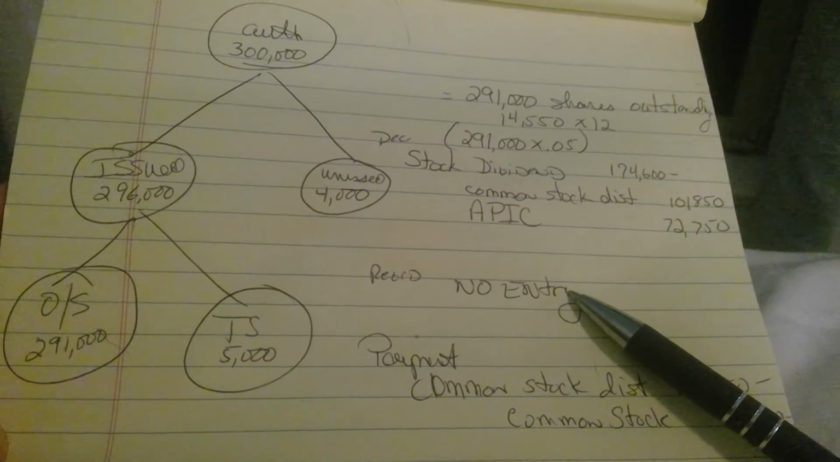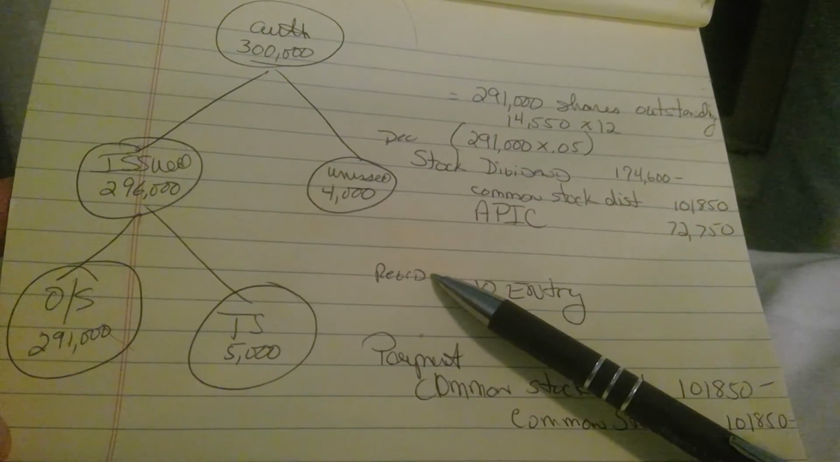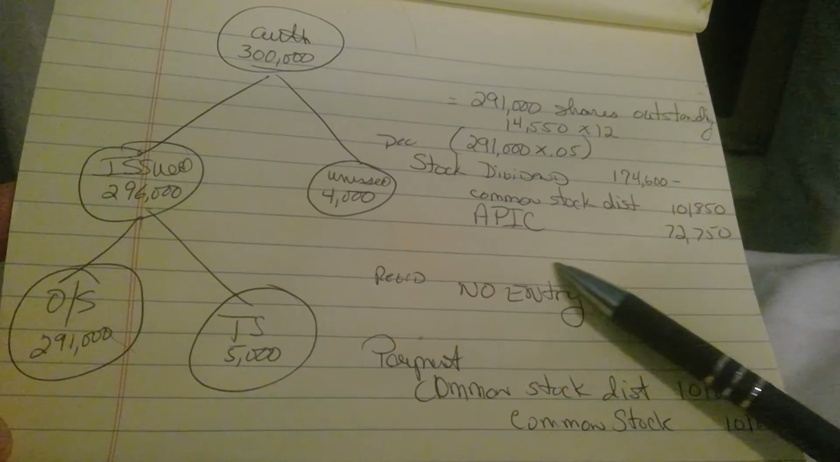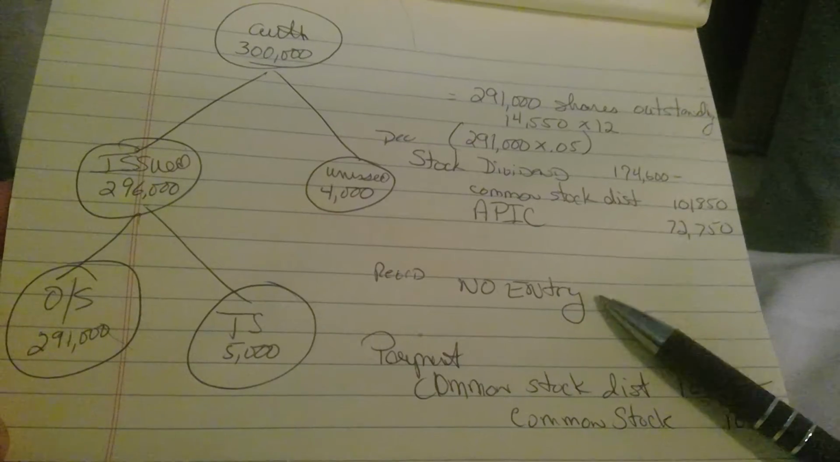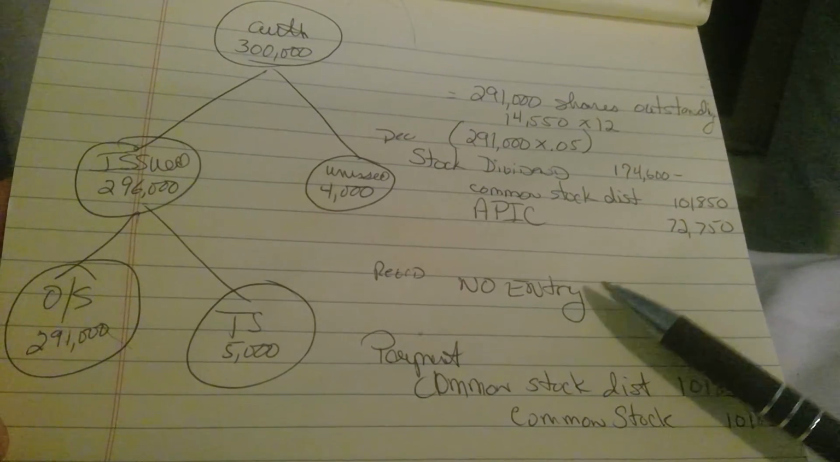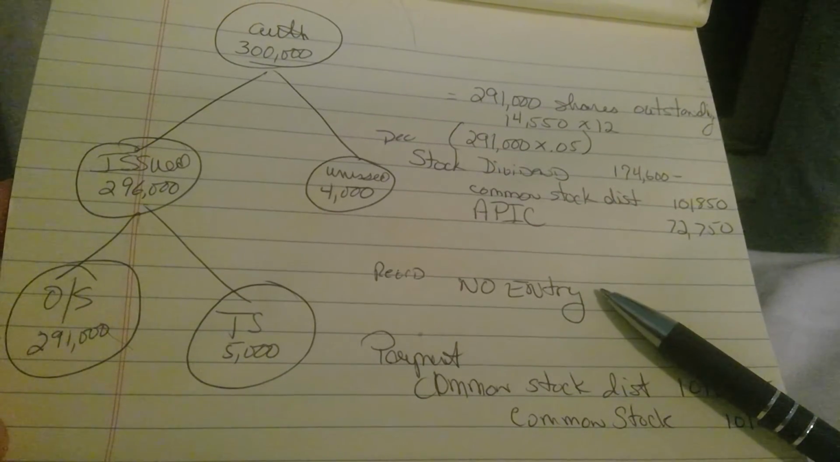Moving forward on your slide, the next date is our record date. And you'll see that again, just like your cash dividend, we have no entry. There's no entry there. That's strictly for informational purposes for the company.